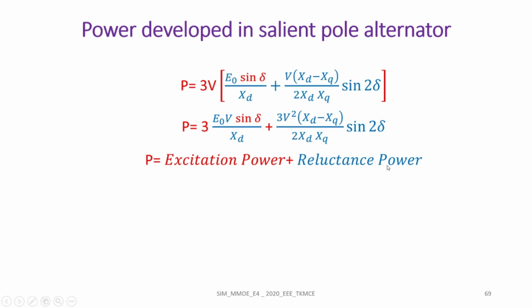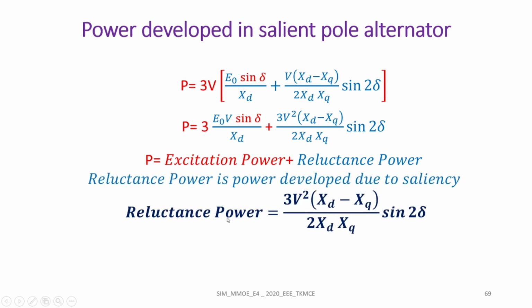So what is reluctance power? Reluctance power comes into the picture if there is a variation in reluctance. In a salient pole machine, along the direct axis reluctance is less and along the quadrature axis reluctance is more. So saliency is XD minus SQ and this component of power is known as reluctance power. So reluctance power is equal to 3V square XD minus SQ divided by 2 XD SQ sin 2 delta.